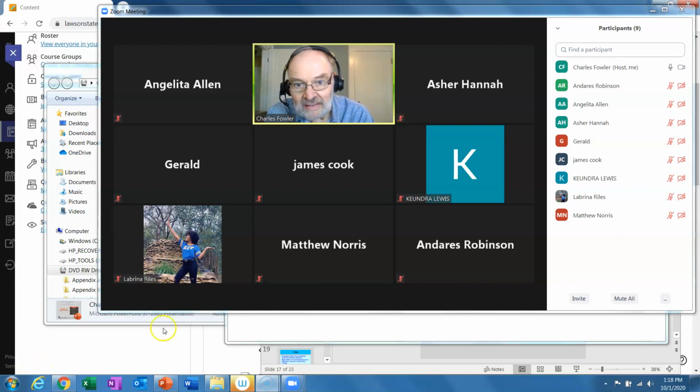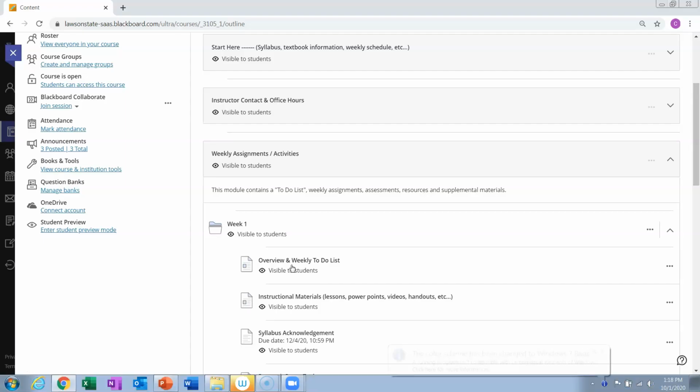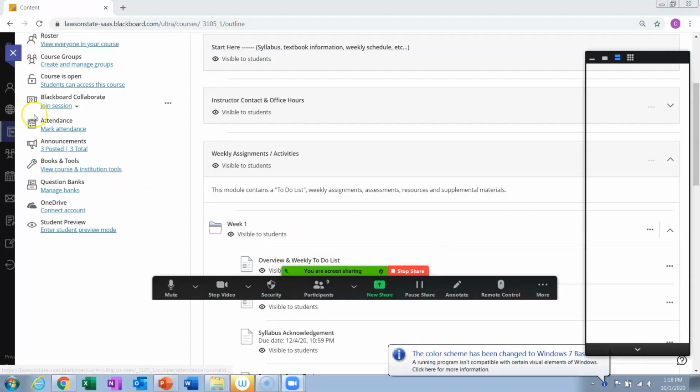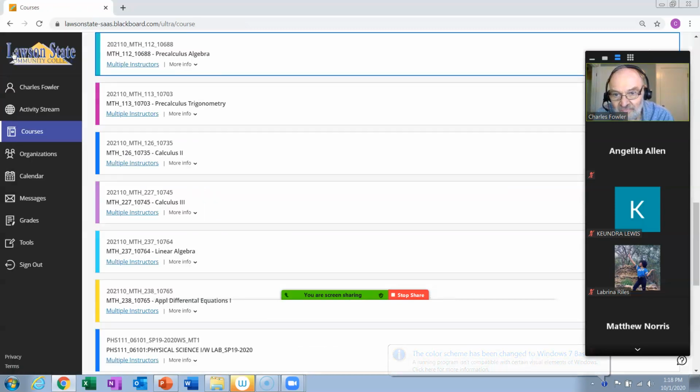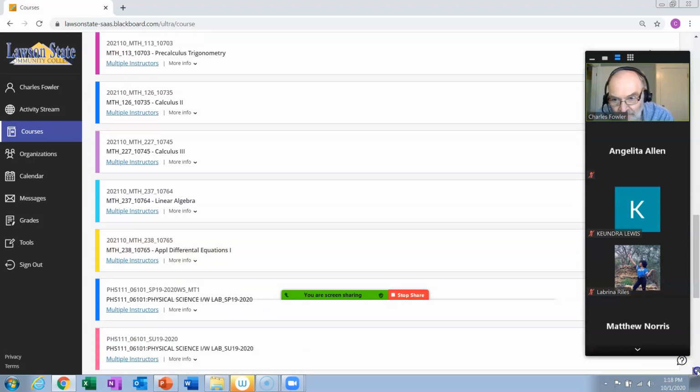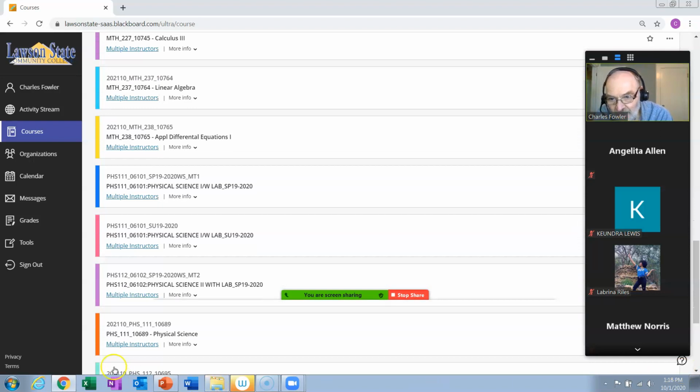And let me see if I can find my Zoom here. I mean my screen share. Okay, pretty sure this is the wrong course. So let me get to the right course, Physical Science 111. You can probably see my, there we are.